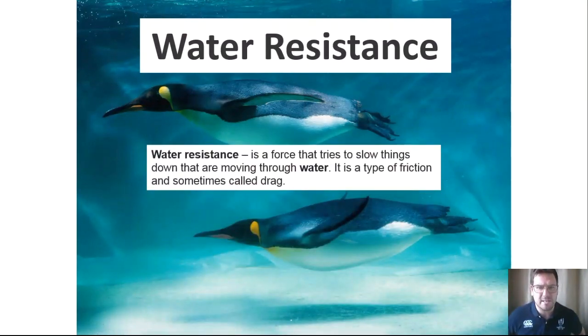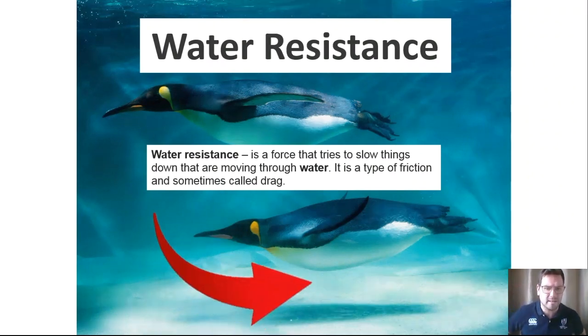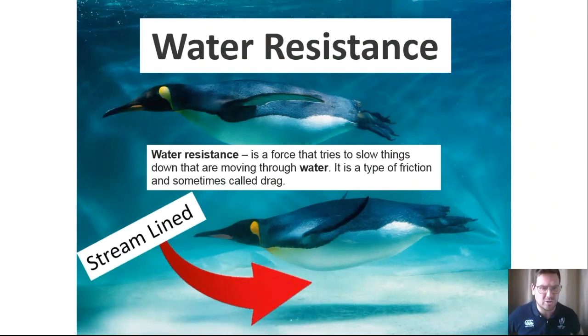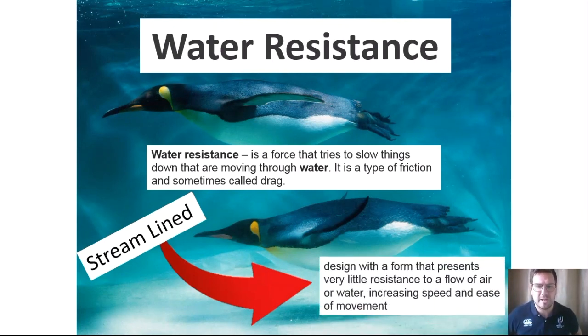So water resistance is a force that tries to slow things down that are moving through water. It is a type of friction. It's sometimes called drag. So similar to air resistance, we can use that word drag, all right? And the shape that lets the water pass over the penguin easier, okay, this is also called streamlined, the same as air resistance. Okay, so streamlined, the definition is it's a design with a form that presents very little resistance to a flow of air or water, increasing the speed and ease of movement.